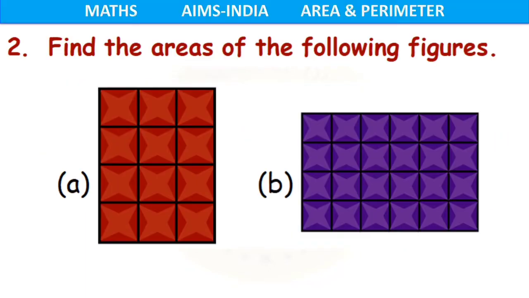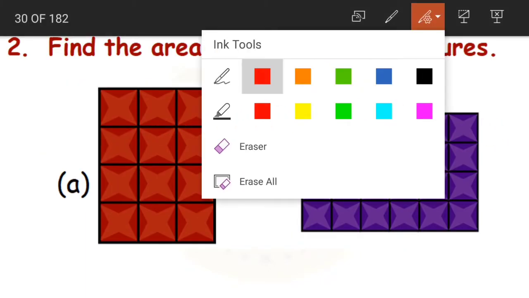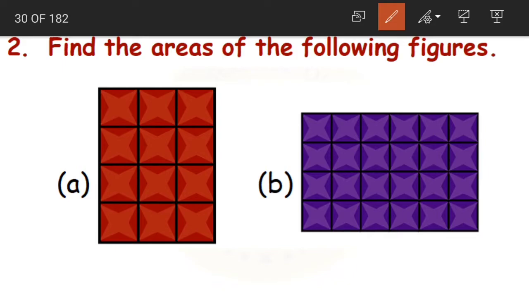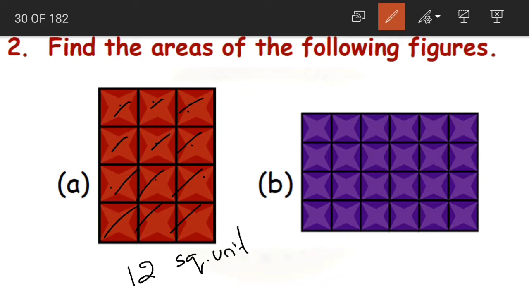Clear, children? Now again find the areas of the following figures. Now this is very easy. How is this easy, children? See, we have to just count the number of squares. 1, 2, 3, 4, 5, 6, 7, 8, 9, 10, 11, 12. 12 square units. The area of this rectangle becomes 12 square units.